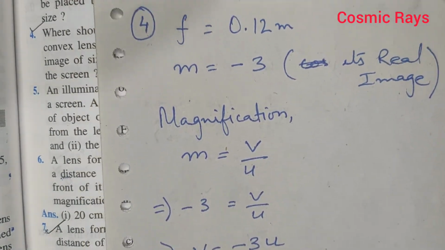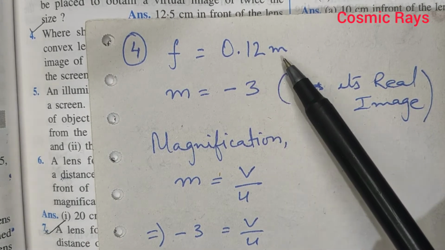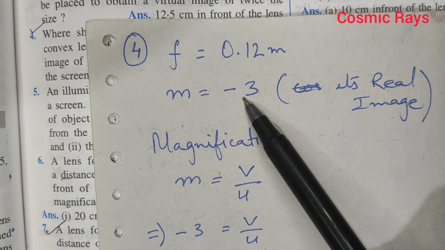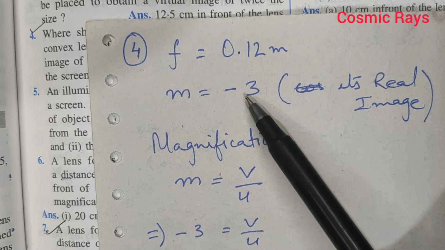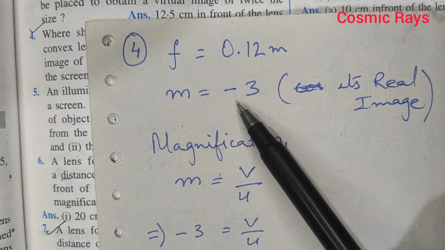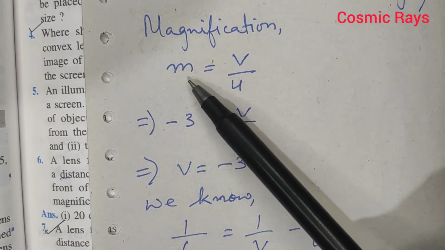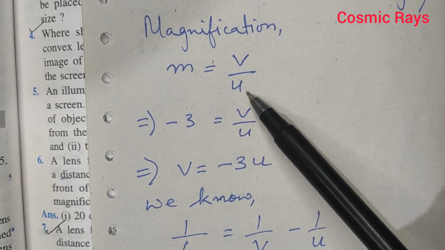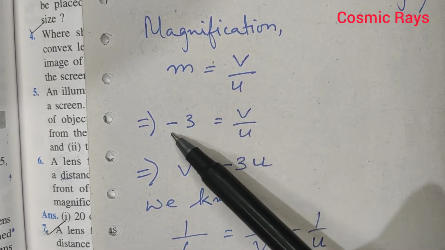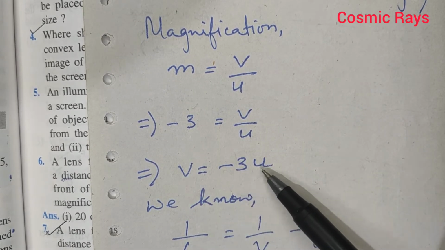So we have written the given things. Focal length is 0.12 meter. Magnification is minus 3. Why minus? Because we have discussed in the sign convention that for real image, magnification is negative. So magnification, as we know, is M is equal to V by U. So magnification minus 3 is equal to V by U. So V is equal to minus 3U.